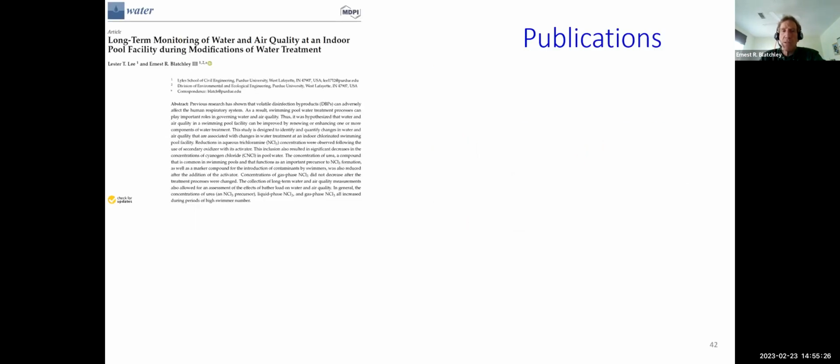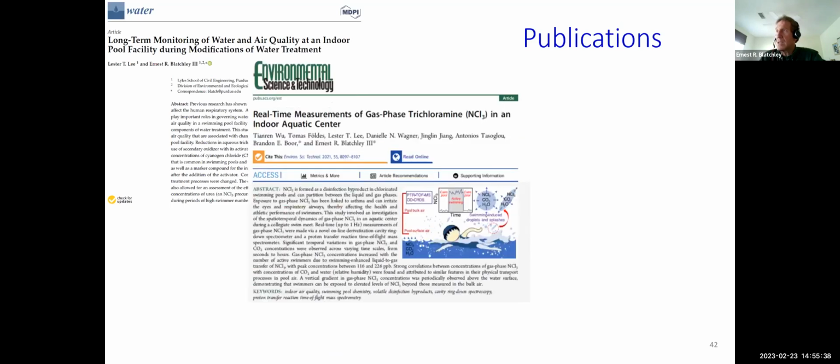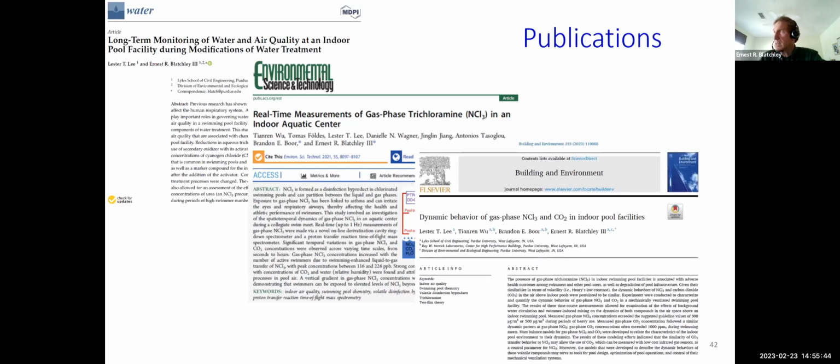I want to point out also that there's a series of publications that are available now that describe this work in much more detail. The first was published in this journal called Water, which is an open access journal. Anybody can get this. The second was published in Environmental Science and Technology in 2021. And then just within the last couple of weeks, we had another paper accepted for publication in Building and Environment. And that paper is illustrated here.